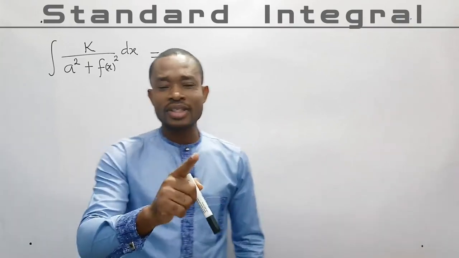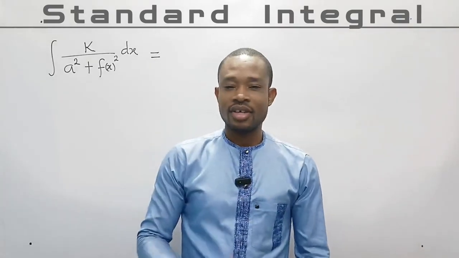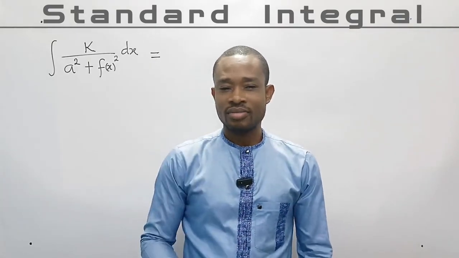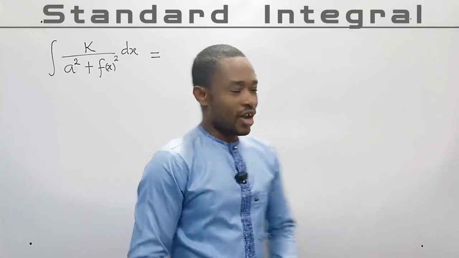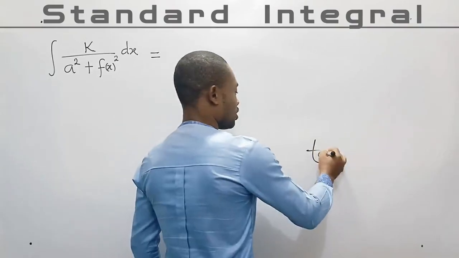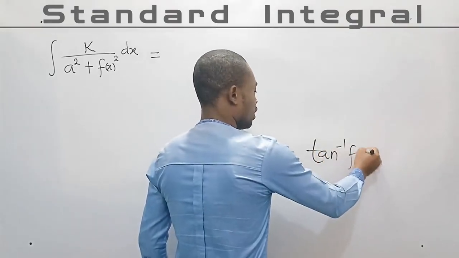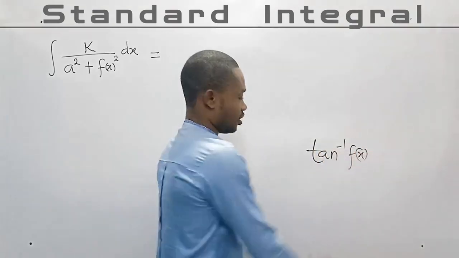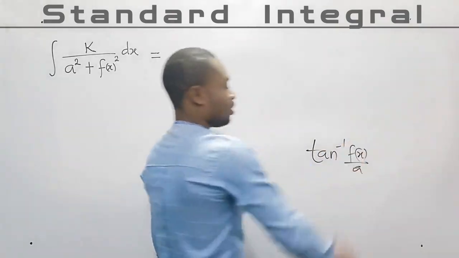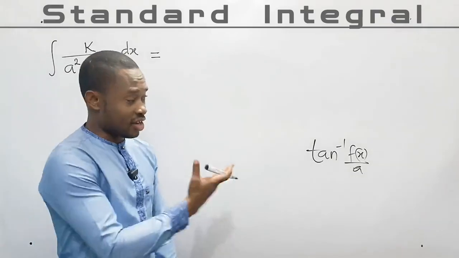That function is called tan inverse. Tan inverse of a given function. In fact, under differentiation, we saw it like this. Tan inverse of a function of x. Okay, usually I like dividing it by a constant number.